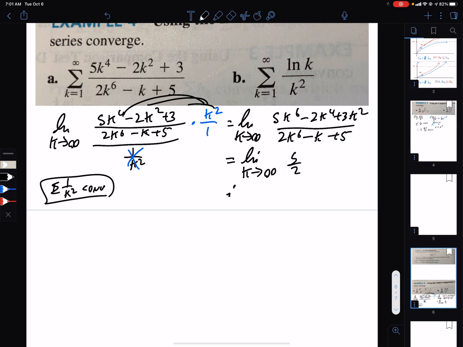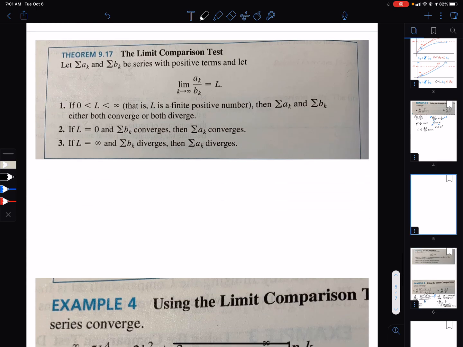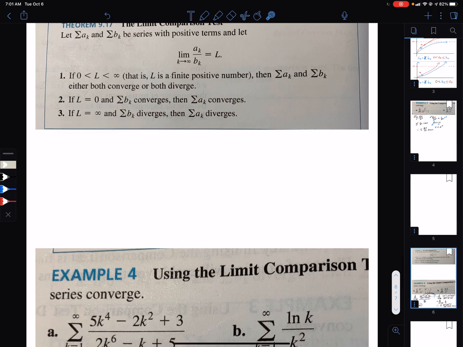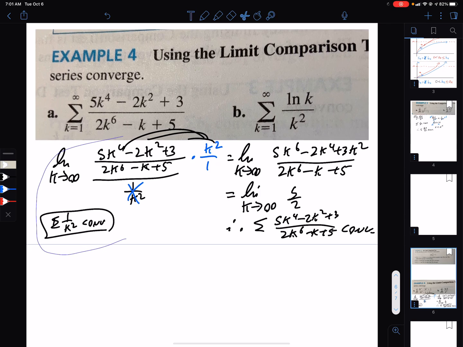Therefore, our unknown series, this long old big thing, also converges. So that is the first example of the limit comparison test. Now, similar conditions, they must all be positive terms, just like the comparison test. And let me do another example for you guys.